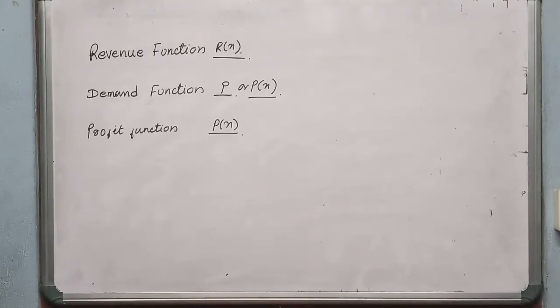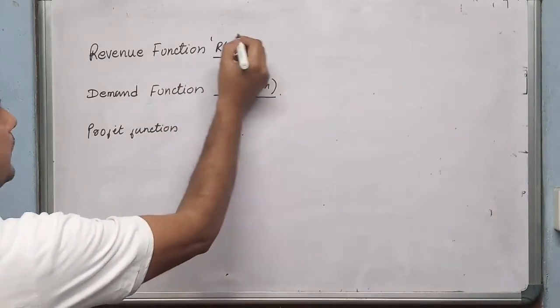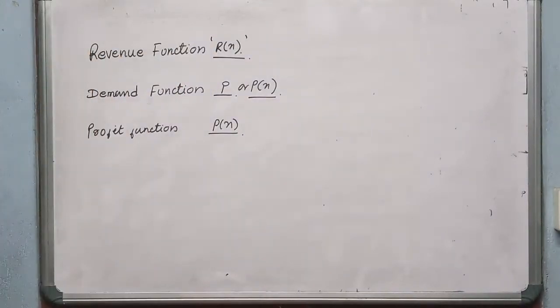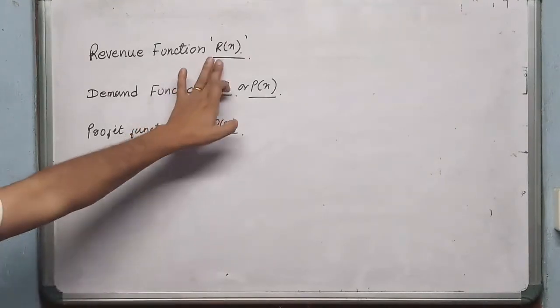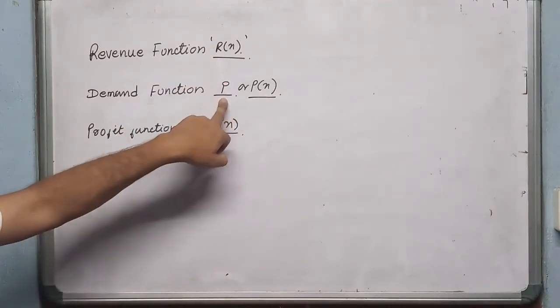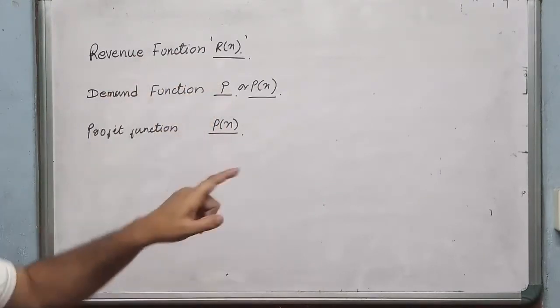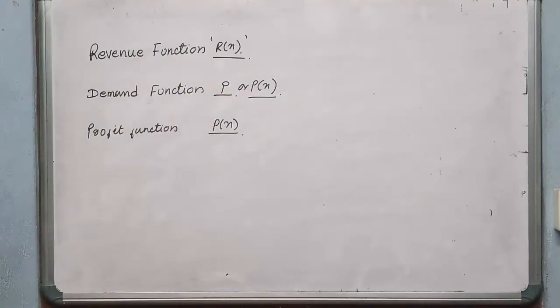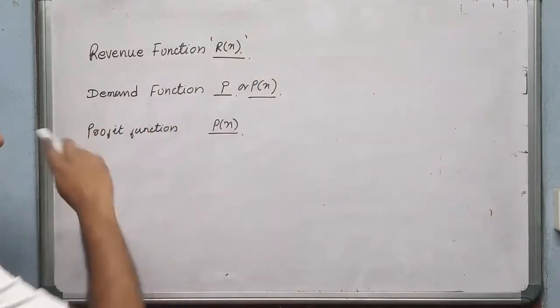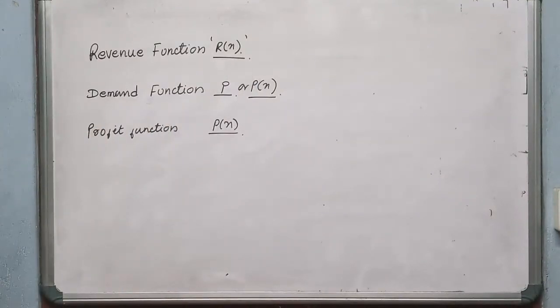Now, sir, what is revenue? Revenue means after buying something, definitely the shopkeeper will sell the product. The revenue means the total selling price of the product. Demand is the selling price of the one product. You just keep in your mind, revenue means the total selling price. If you sell the entire product and you earn money, that is revenue.